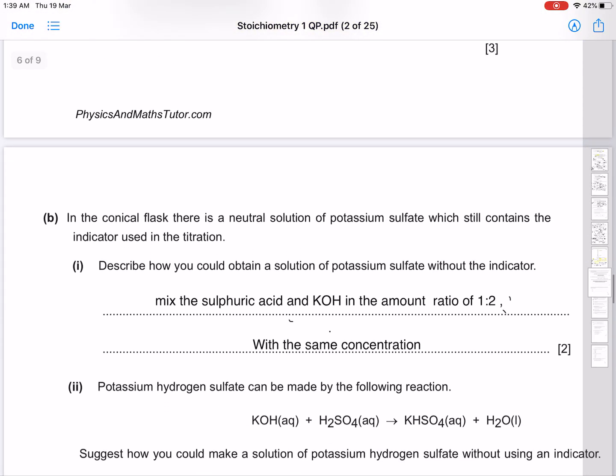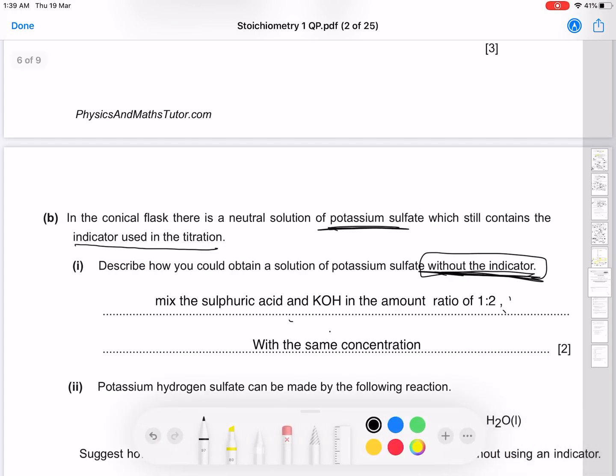The next question. In the conical flask, there is a neutral solution of potassium sulfate, which still contains the indicator used in this titration. Describe how you could obtain a solution of potassium sulfate without indicator. In this experiment, we used an indicator to indicate the neutralization point. But in this question, we really need to think, how to obtain the solution of potassium sulfate, which is the salt, without using this indicator? What should I do?